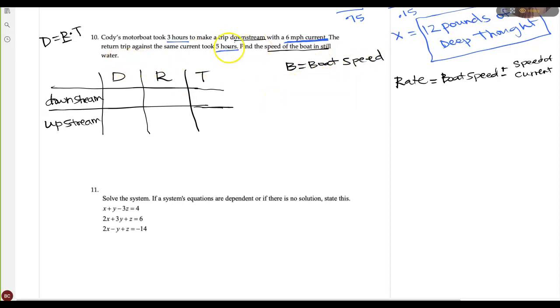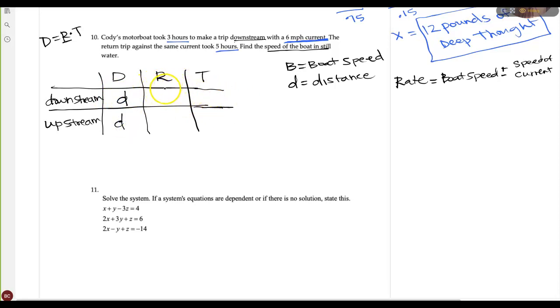And then when I look at this closer, am I given any information about the distance? I've got 3 hours, 5 hours, 6 miles per hour. 6 miles per hour, so we don't know what the distance is. That's where my other variable is going to be. So I'm going to say D equals the distance. It's not giving me anything there, so I know that has to be one of my variables. So these are both going to be D.